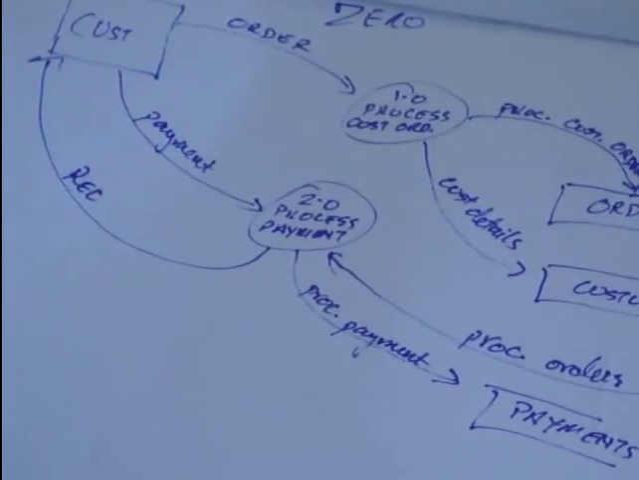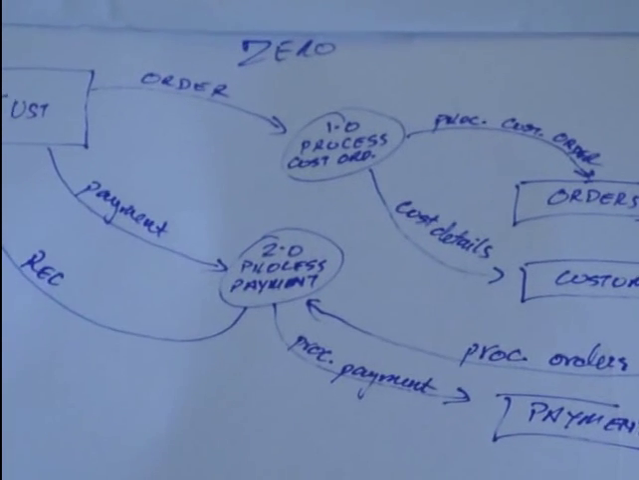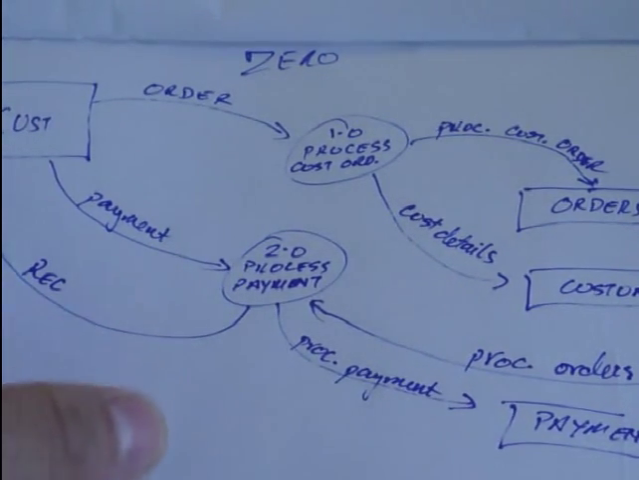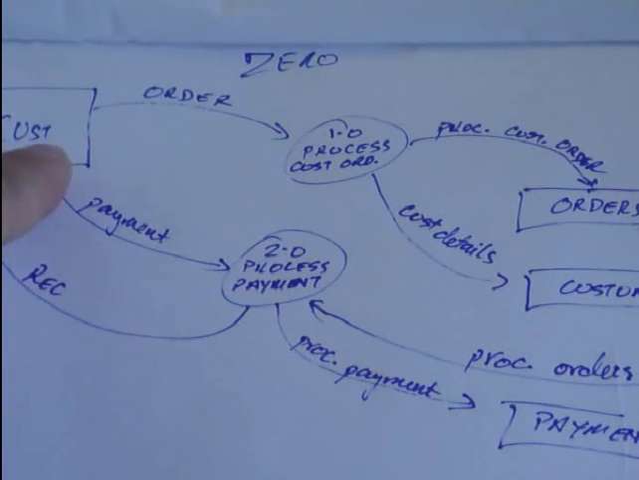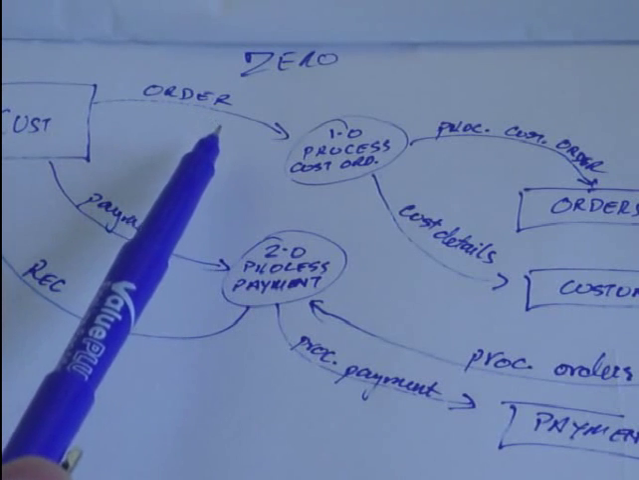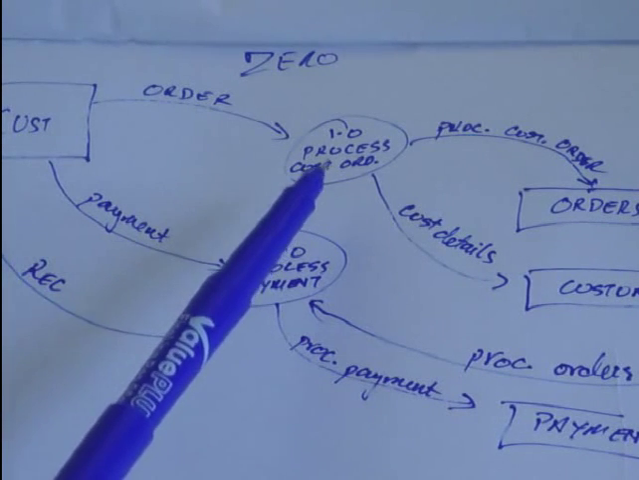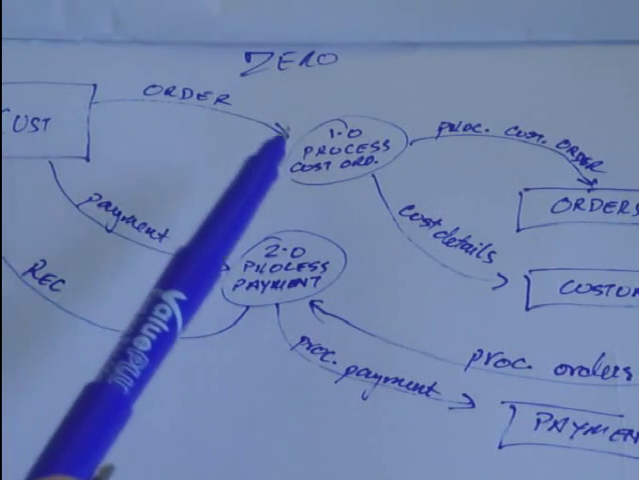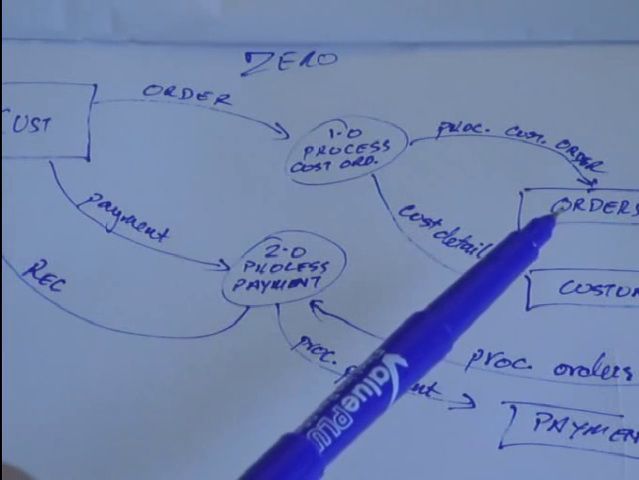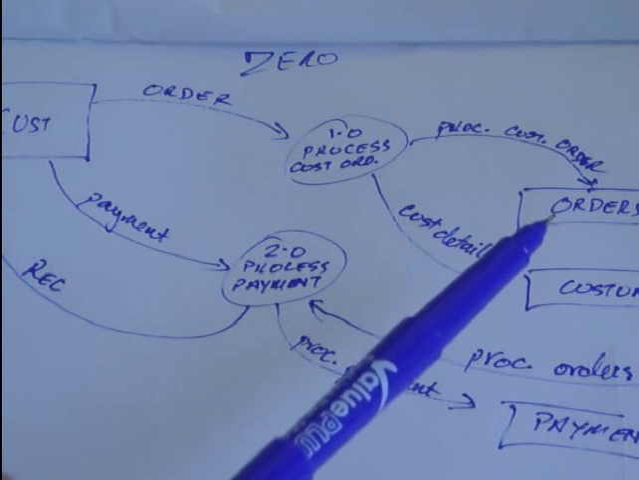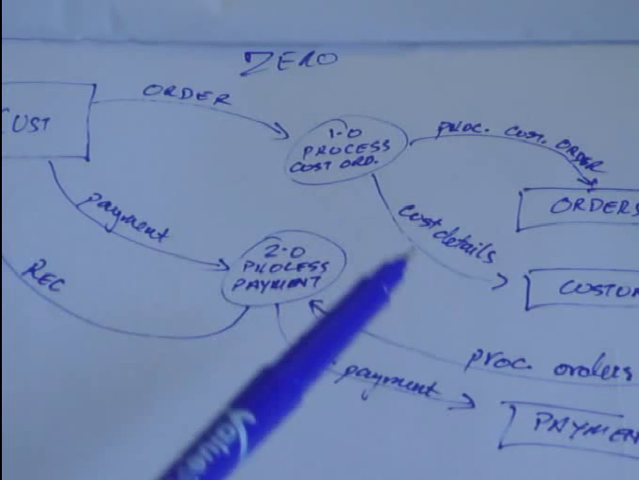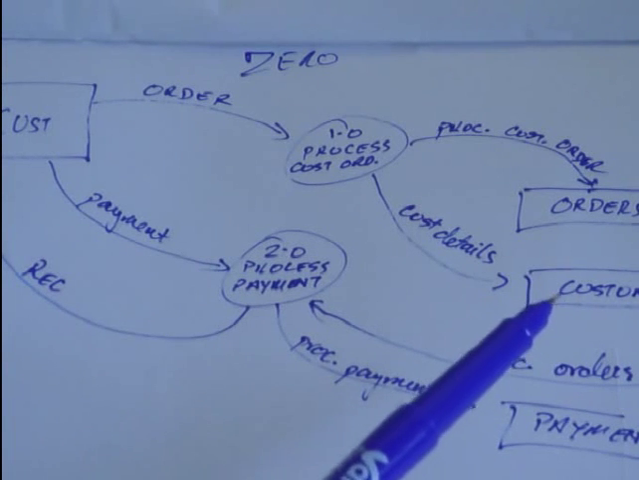Okay, so here is the zero DFD. I'm just using an example. There is a customer user. Customer provides an order. A process named process customer order takes that order and does whatever needs to be done to store the order details in an order file or an order data store, and then strips the order of the customer detail and stores it in a customer data store.